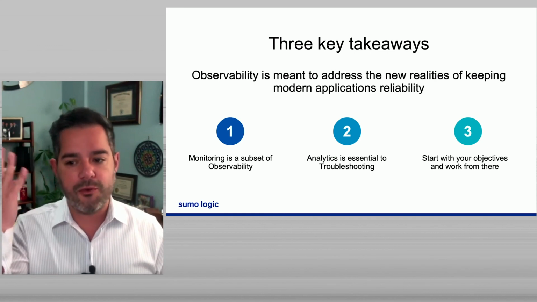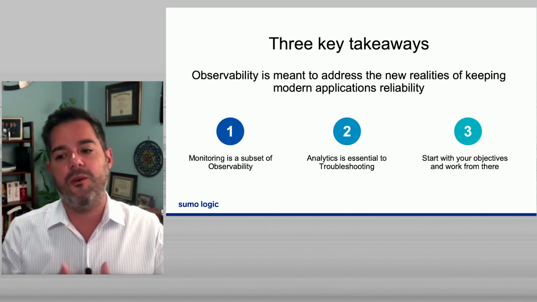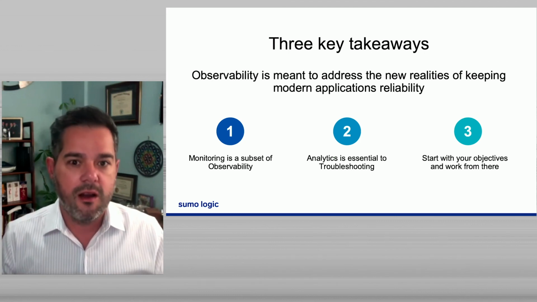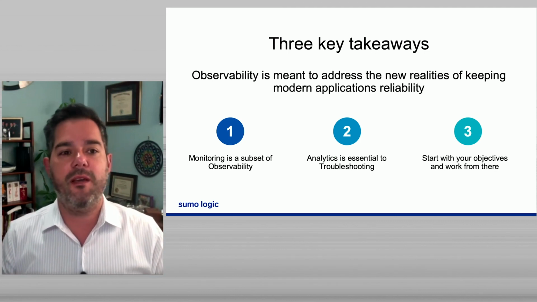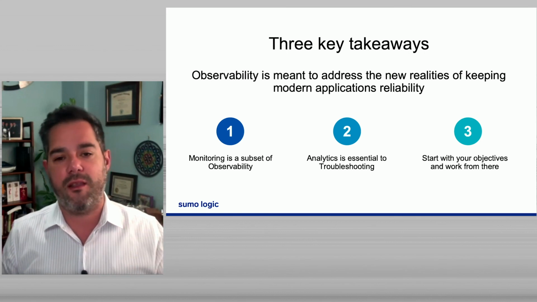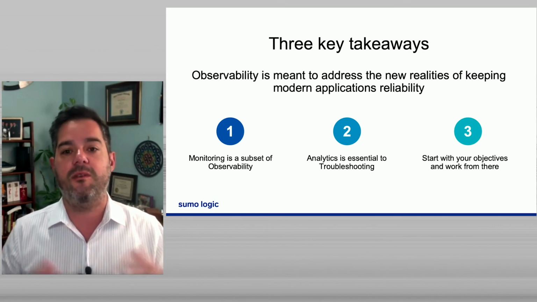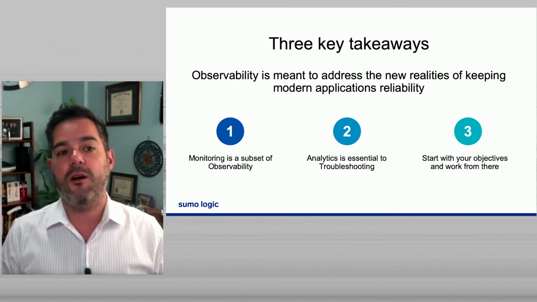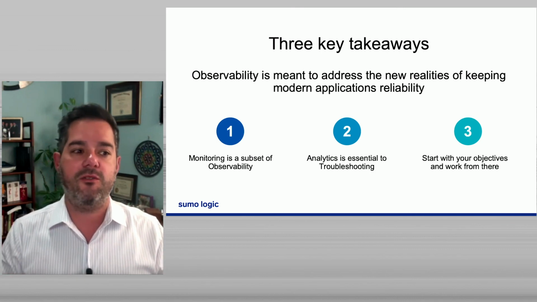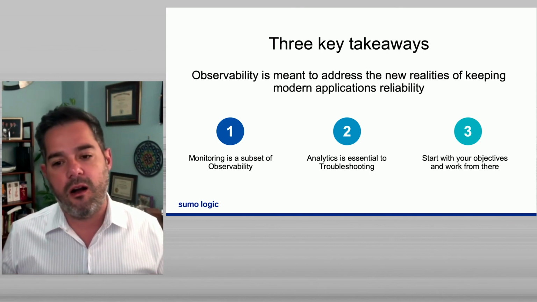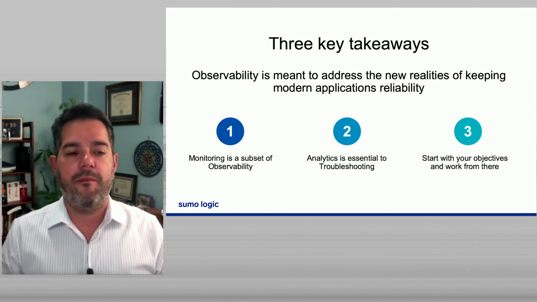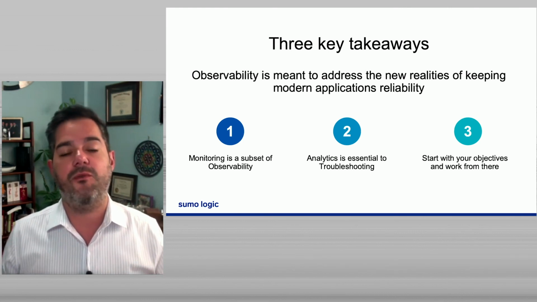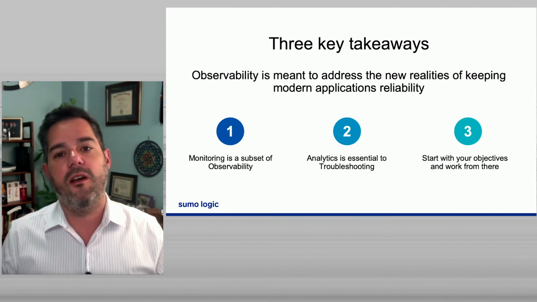And then finally, number three is start with your objectives and work from there. Again, we want to have purpose. You want to know that you're monitoring the right things, you're observing the right things, and you have your company's goals in mind as you're implementing all of these things. And that is key to having a successful observability strategy.